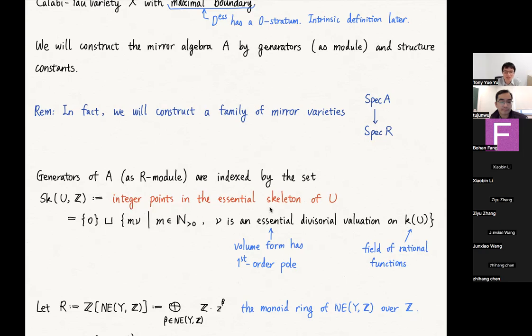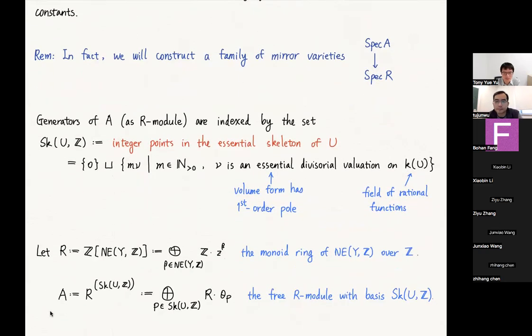But if you don't know what it is, there is a quick definition by hand, which is zero union multiples of M nu, where nu is an essential divisorial valuation on the field of rational functions on U. Essential means that the volume form has a first order pole along that divisor. So this will be the index set for the generators. In other words, A will just be the free R module with basis the integer points in the essential skeleton.